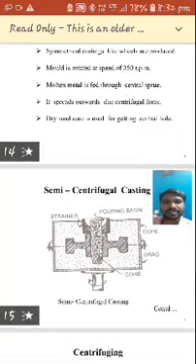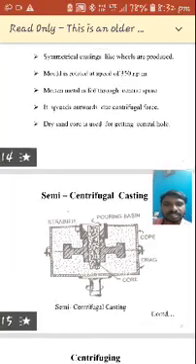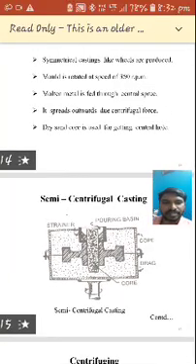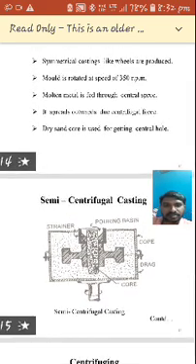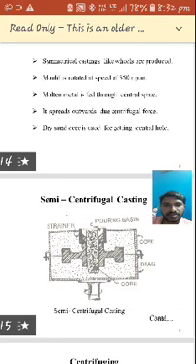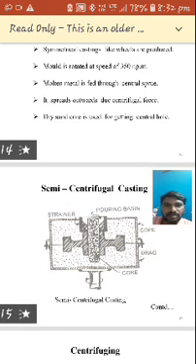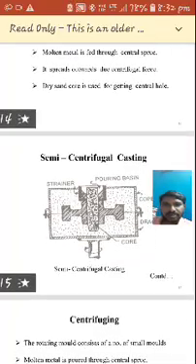This is symmetrical, so the figure is there. Here it has a few parts, that is the cope as well as the drag. In this one we use the core to get the holes. These strainers are there, and the pouring basin is there, by using which we can pour the molten metal. This mold will be rotated at about 350 rpm. That is the semi-centrifugal casting.